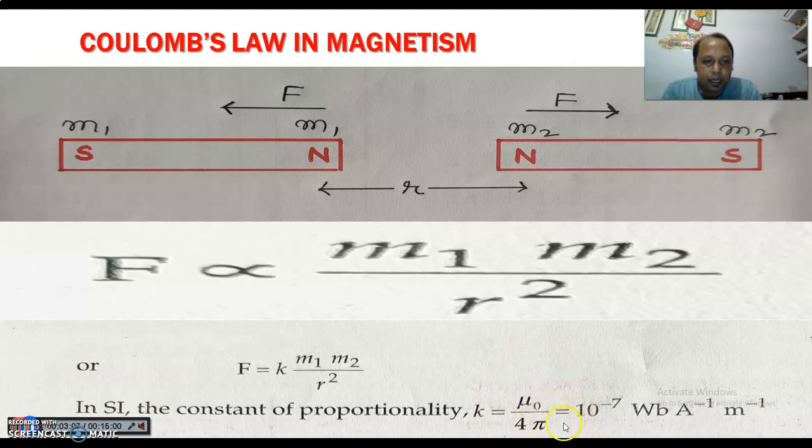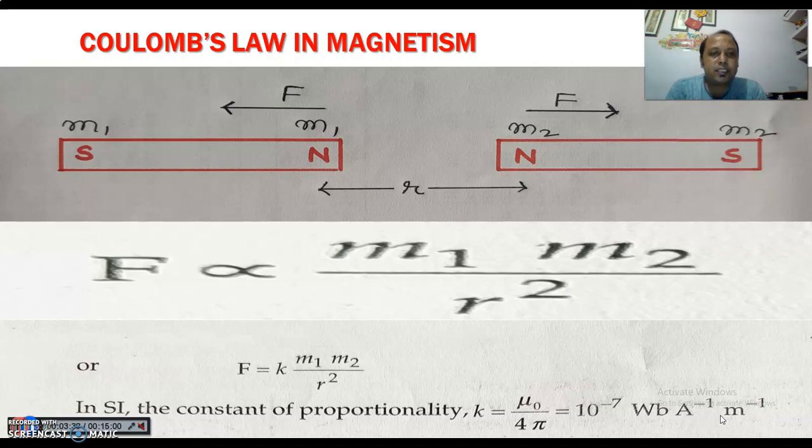Now, the value of mu naught by 4 pi is 10 raised to the power minus 7 Tesla meter per ampere. But Tesla can be written as Weber per meter square. So if we write Weber per meter square instead of Tesla, then the unit becomes Weber per ampere meter. Now you need to understand here, Weber is the unit of magnetic flux.